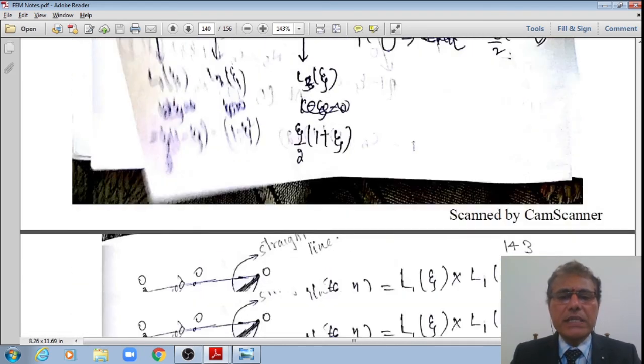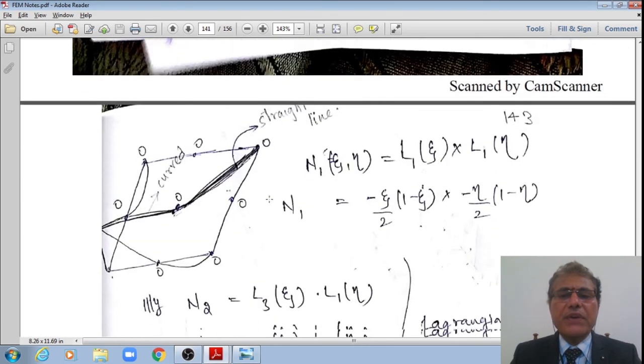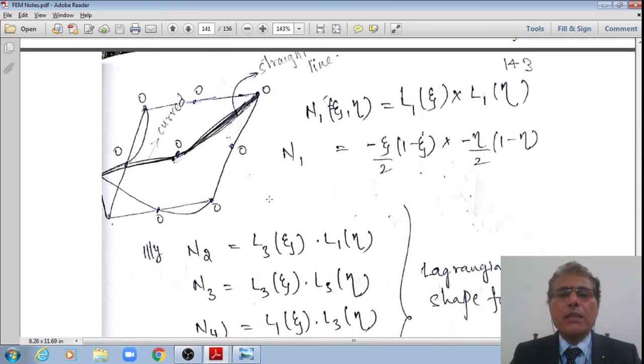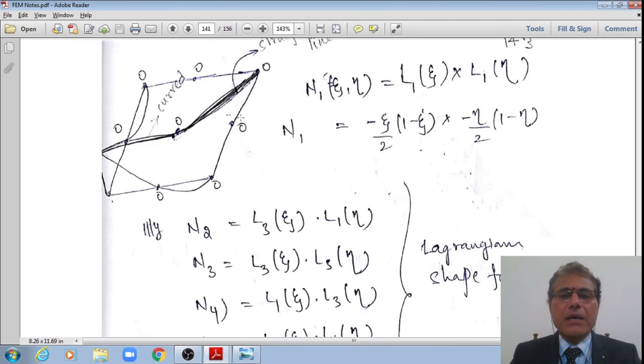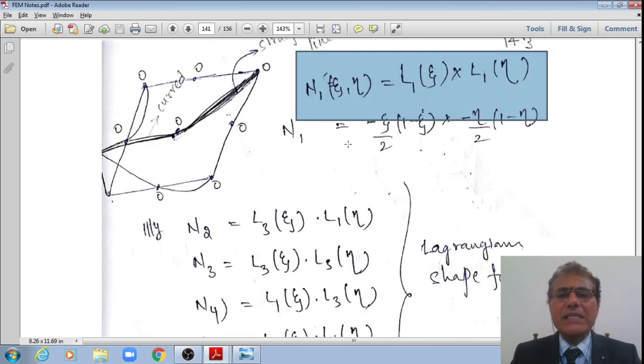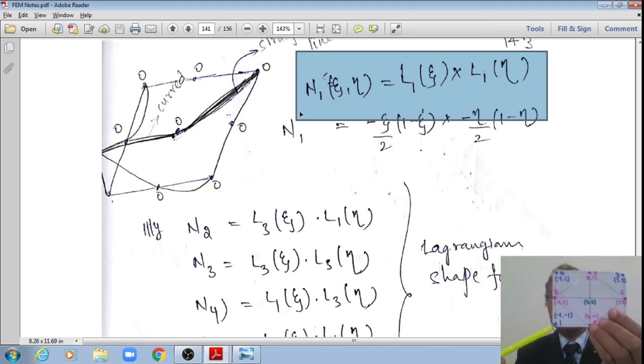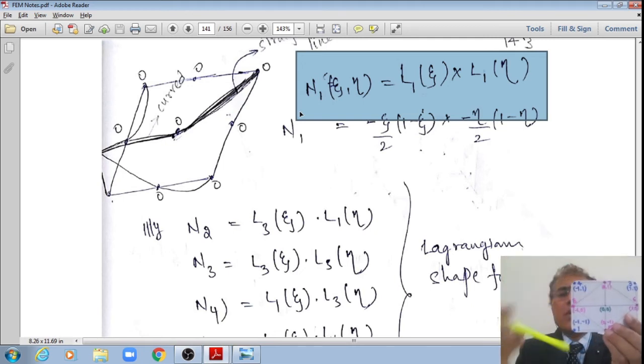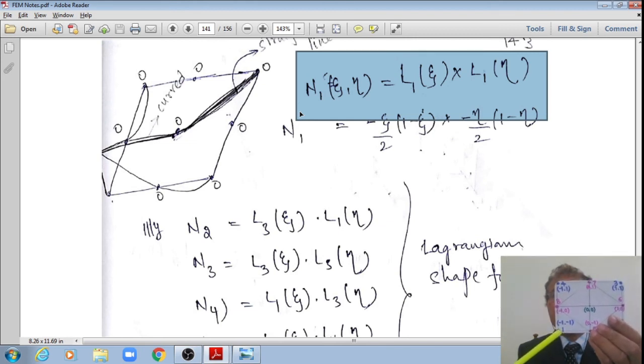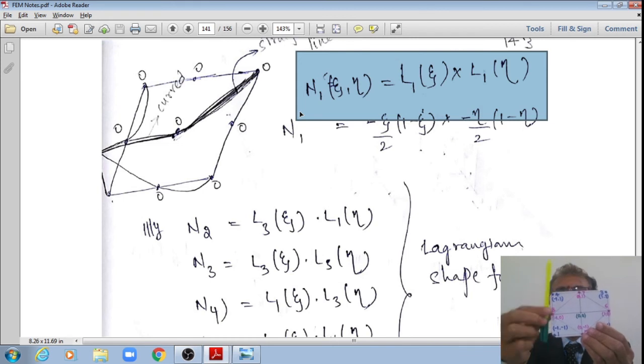Then using this, now I'll write the shape functions using the product rule, that is n1 xi eta. You please see this, that at n1 I do have L1 xi, along the xi axis, as well as L1 eta along the eta axis: L1 xi as well as L1 eta.